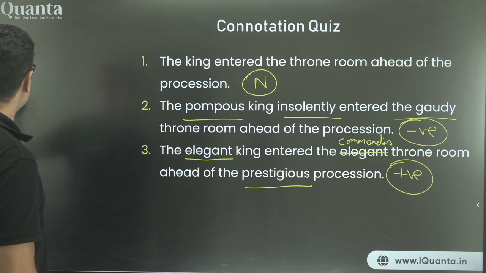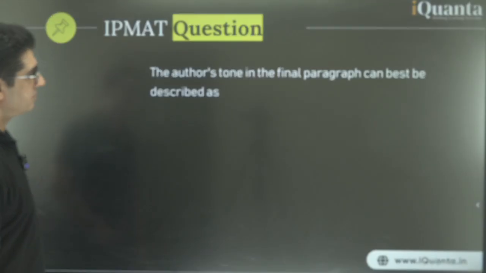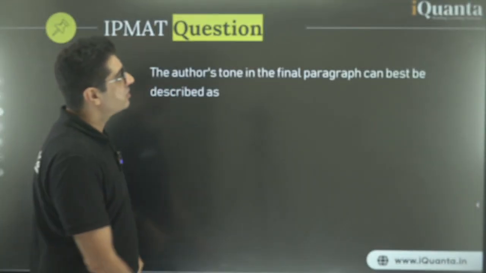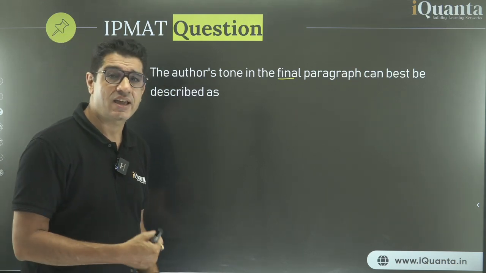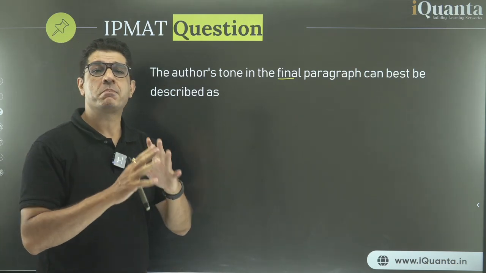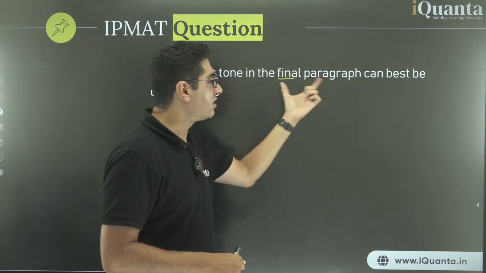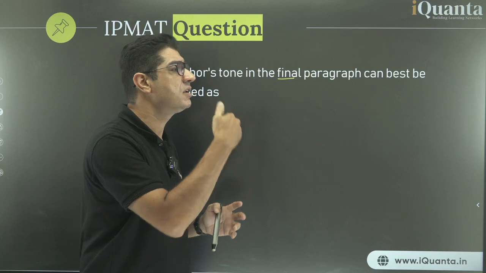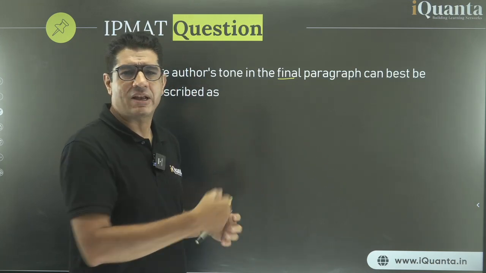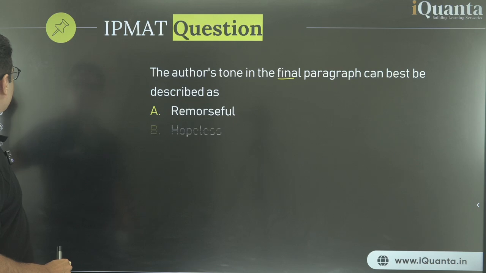So here is an IPMAT question asked in Rohtak IPMAT 2019. So the question was, the author's tone in the final paragraph can best be described as. So there are times when they base this question on the entire passage. There are times when they limit it to a particular paragraph. There are times when they limit it to a particular phenomenon, instance or person mentioned in the passage. And you had these choices.